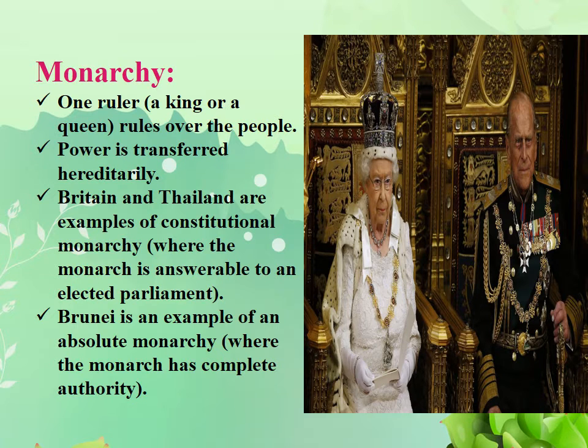Monarchy. One ruler, that is a king or a queen, rules over the people. Power is transferred hereditarily. Britain and Thailand are examples of constitutional monarchy, where the monarch is answerable to an elected parliament. Brunei is an example of an absolute monarchy, where the monarch has complete authority.